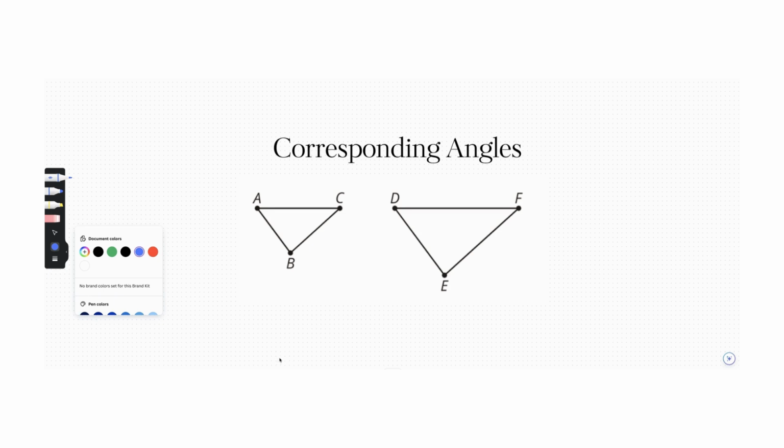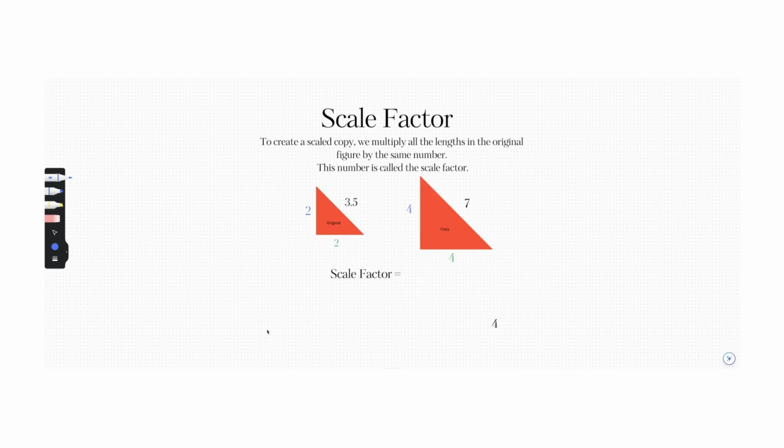Now corresponding sides and angles, as well as points, are used to come up with something called scale factor. To create a scaled copy, we multiply all the lengths in the original figure by the same number. This number is called the scale factor. Notice we have a small right triangle, and we have a copy of it, which is a larger right triangle. And notice how it's color coordinated. So this 2 corresponds with this 4. This green 2 corresponds with the green 4. And then finally, this black 3.5, the hypotenuse, corresponds with this black 7.